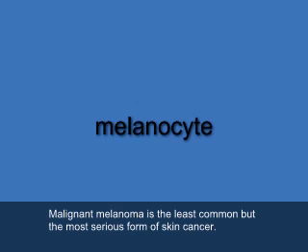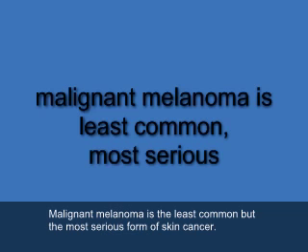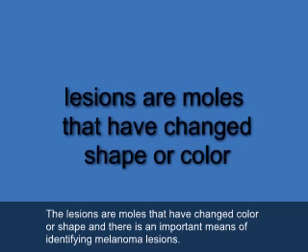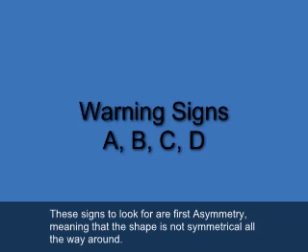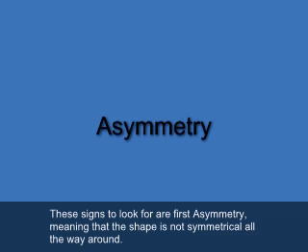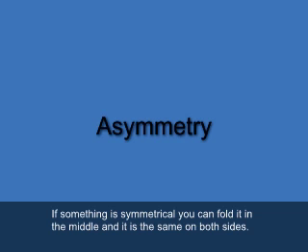Well, malignant melanoma is the least common but the most serious form of skin cancer. The lesions are moles that have changed color or shape, and there's an important means of identifying melanoma lesions. We have the mnemonic A, B, C, D. These signs to look for are first asymmetry, ASYMMETRY, meaning that the shape is not symmetrical all the way around. If something's symmetrical, you can fold it in the middle and it's the same on both sides.